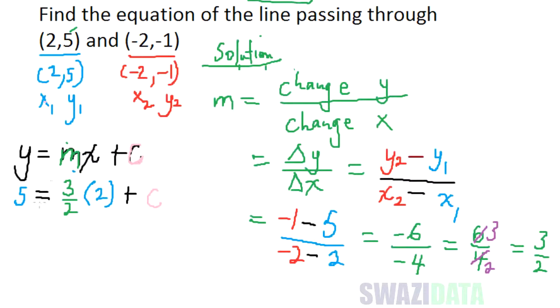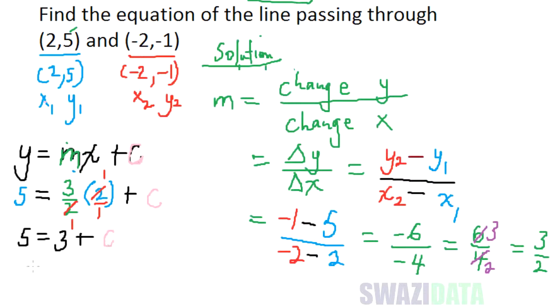So what do we do now? We need to simplify and solve for c. So simplifying, this is 3/2 times 2. The 2's can cancel out. So this is 3 times 2/1, and the 2's cancel, leaving 1's. And then now we have 5 is equal to 3 times 1 plus c, which is 5 equals 3 plus c.